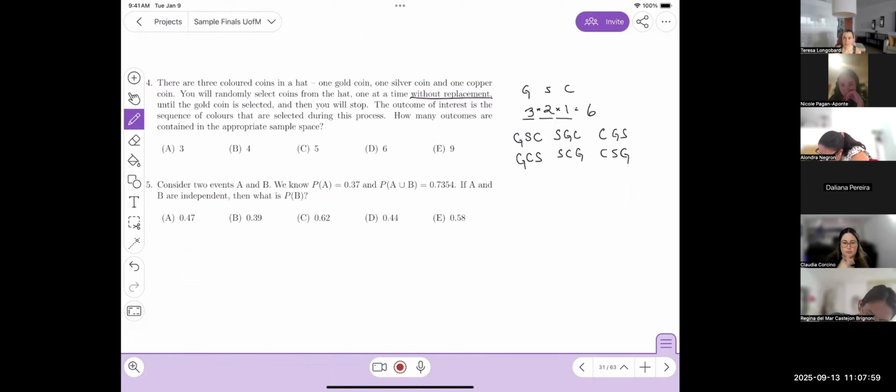You don't put it back, which is realistic, right? You pick it. So, and this is how you figure it out. This is called a factorial. This is also written as 3 factorial.